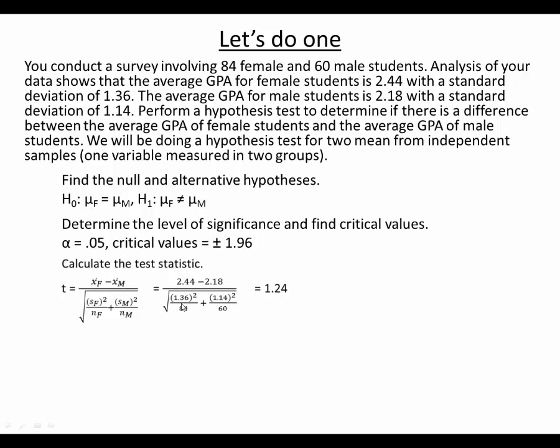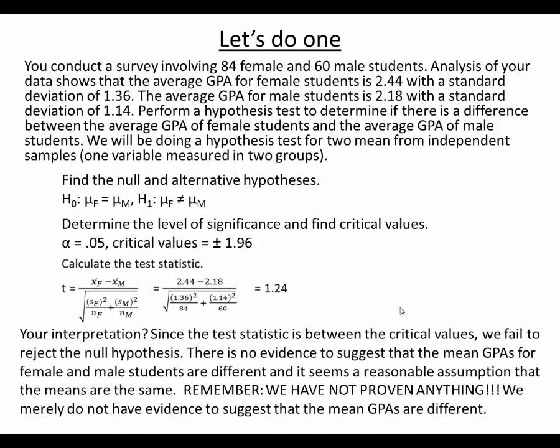So we plug in our numbers. Here's the standard deviation for females, here's the n from the females, the standard deviation for males, the n from the male sample, and we get a test statistic of 1.24. What does that mean? Well, the test statistic is between the critical values, so it's not in the rejection region, so we will fail to reject the null hypothesis.